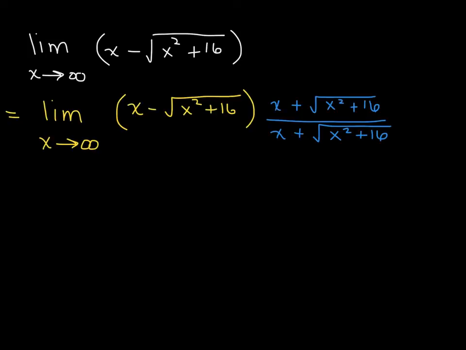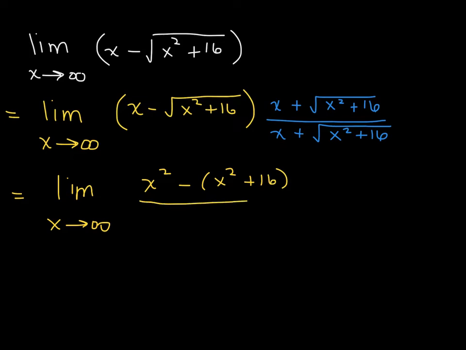Now we know this is valid because this is equivalent to multiplying by 1, which doesn't change the value of our expression. So then this becomes, let's see, the limit as x approaches infinity. This numerator, if you multiply, gives you x squared minus x squared plus 16 all over x plus the square root of x squared plus 16.